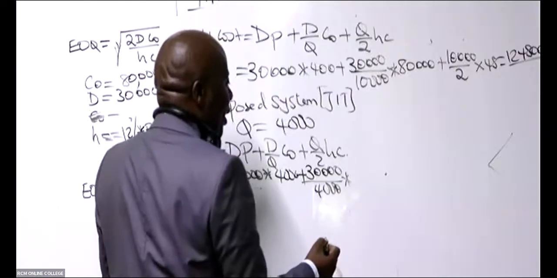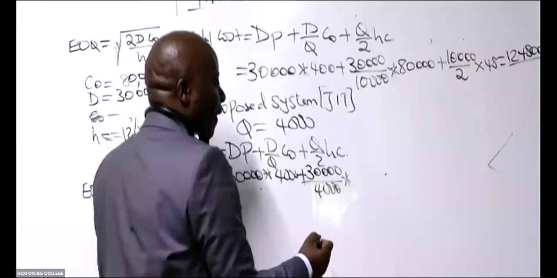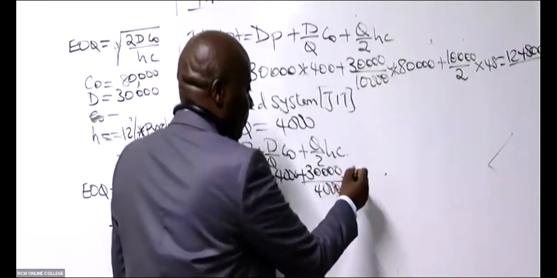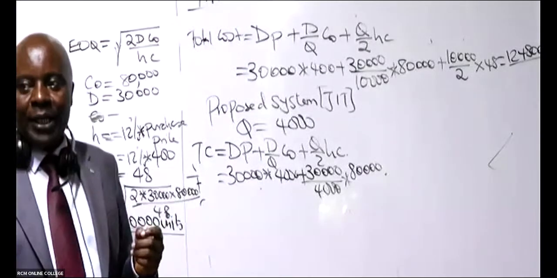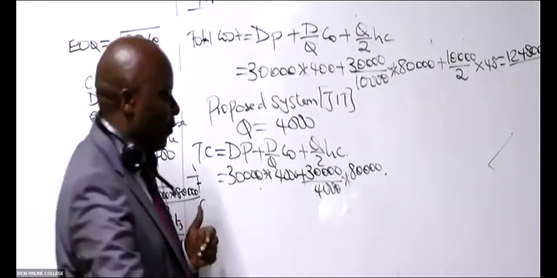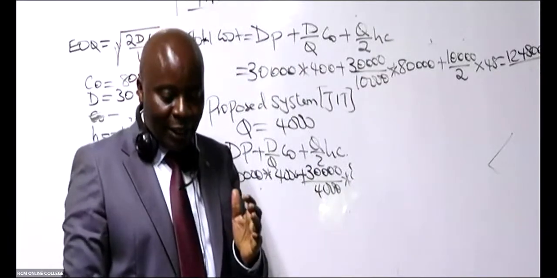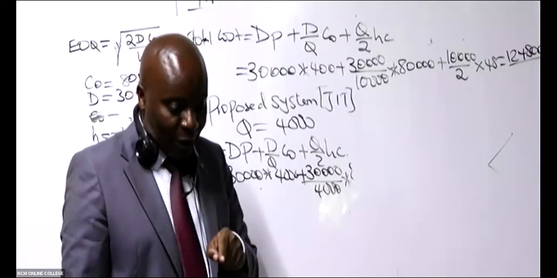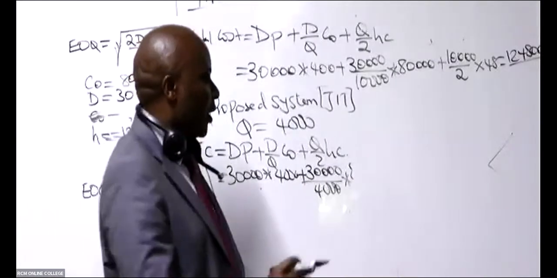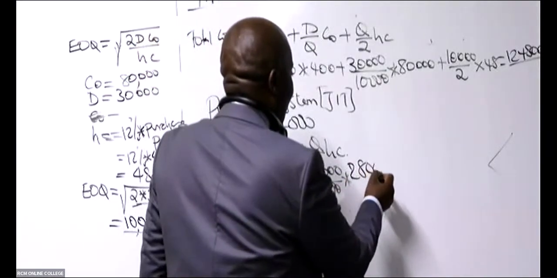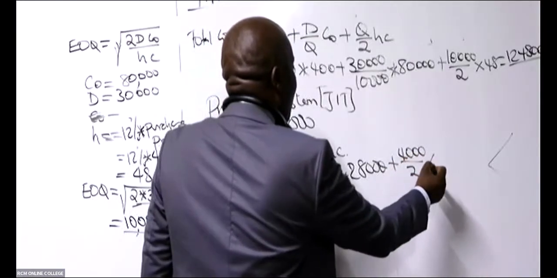What is cost per order? Cost per order is what here? 80,000? No, it's different, isn't it? It's 28,000. It's given under the new policy. Somebody was also getting confused like myself, saying it is 80,000 and yet the new policy gives us 28,000. Thank you so much for saying that. Great. And then Q over 2, so 4,000 over 2 times the holding cost.